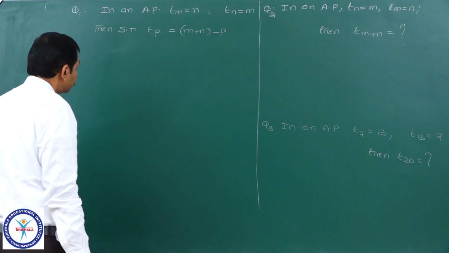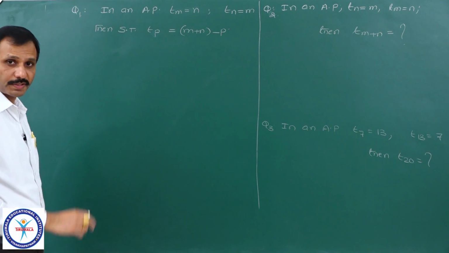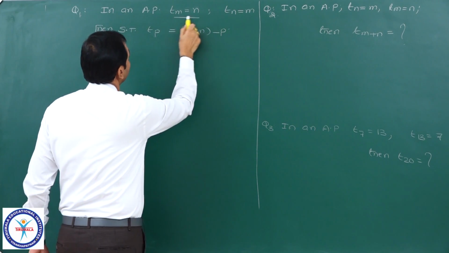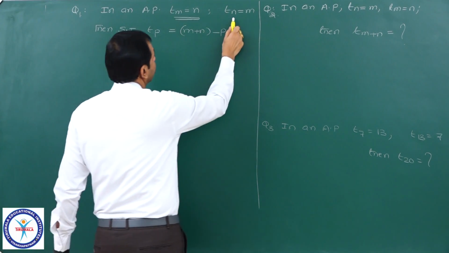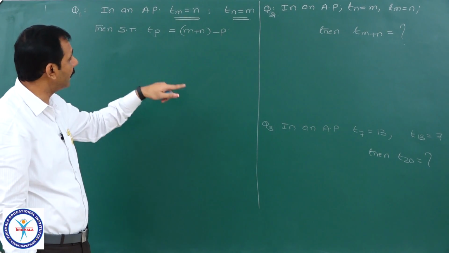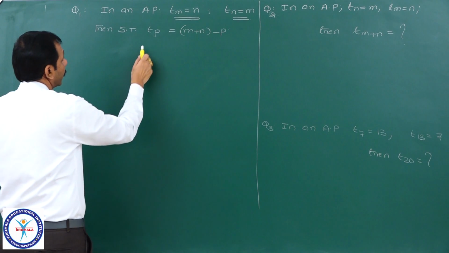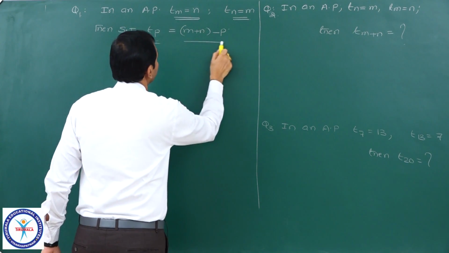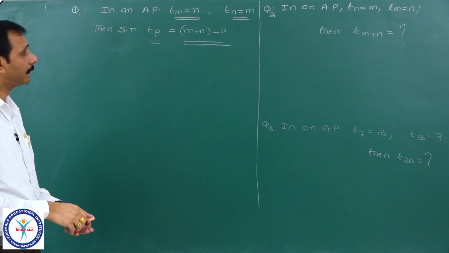Right, next one, important problem. Of course, simple. In an arithmetic progression, the mth term is n, Tm equal to n, and the nth term is equal to m. So, mth term given n and nth term given m. Then show that the pth term of that AP is given by m plus n minus p.